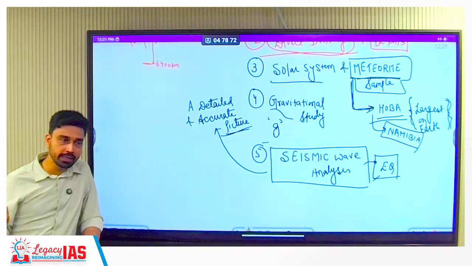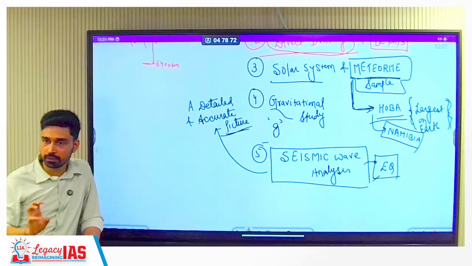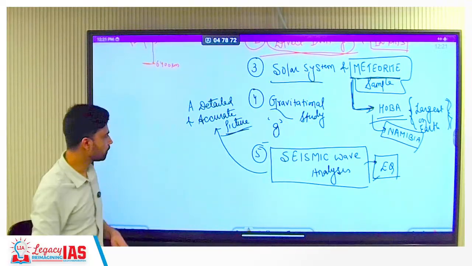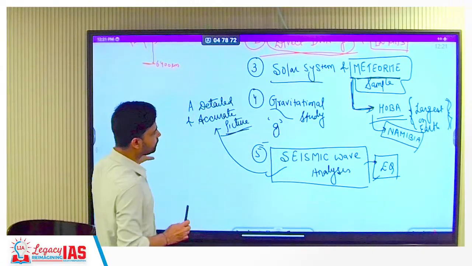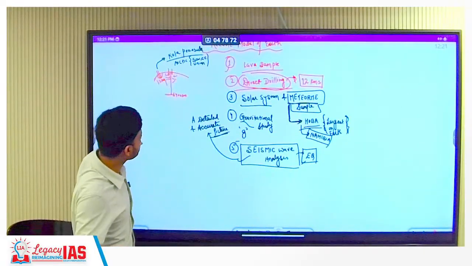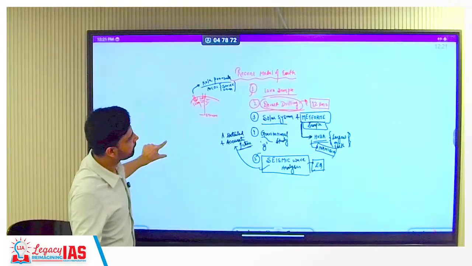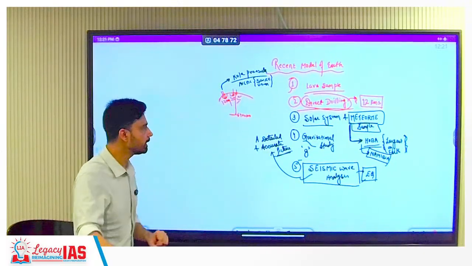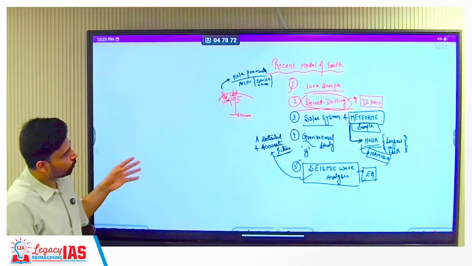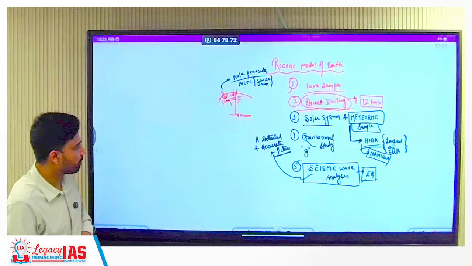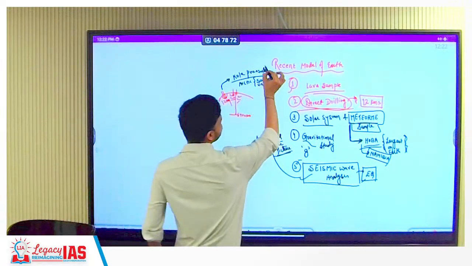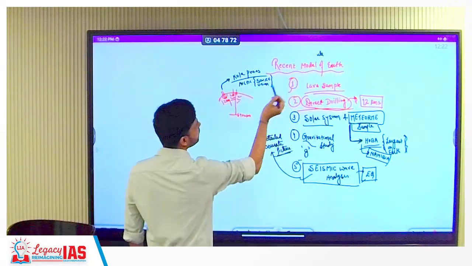When you plot and analyze them, you will be able to get a kind of internal picture. So we'll discuss in the earthquake chapter how that works. For now, simply keep in mind that seismic waves were a game changer. It is this analysis that provided us the most detailed, accurate picture of the Earth's interior, which is used in the construction of the recent model. So lava samples, that is volcanic eruption, direct drilling, solar system meteorite study, gravitational study, and seismic wave analysis. All of these have to some extent helped in the recent model of Earth.